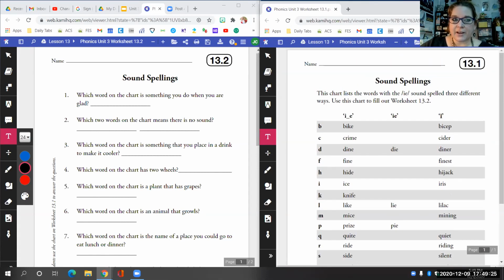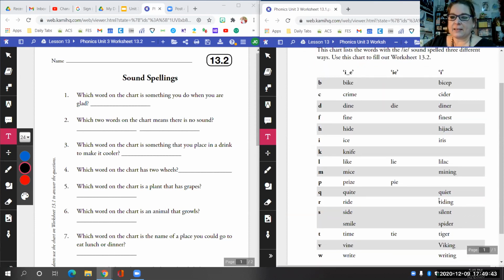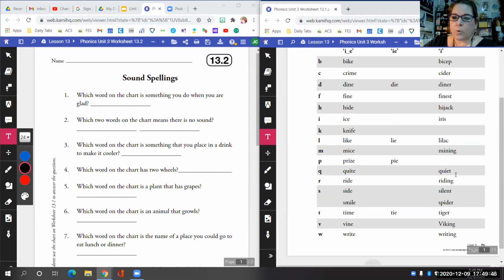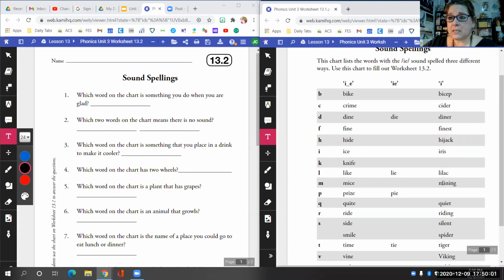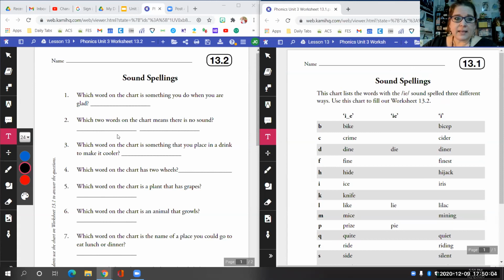And then for just the letter I by itself, to make the long I sound, we have bicep, cider, diner, finest, hijack, iris, lilac, mining, quiet, riding, silent, spider, tiger, biking, and riding. So we're going to use these words on 13.1 to help us answer the questions on 13.2.